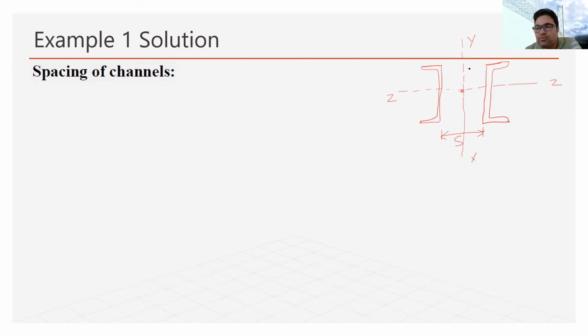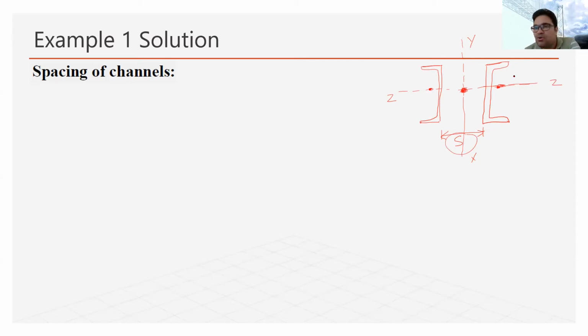Now the CG of the individual channel section will lie somewhere here. It will be exactly in line with this CG. So the CG of the combined section and the CG of the individual channel section will be in the same line along the z axis, which means the whole assembly is symmetric about the z axis. It is symmetric about the y axis also, but only when we are able to find out this s value.